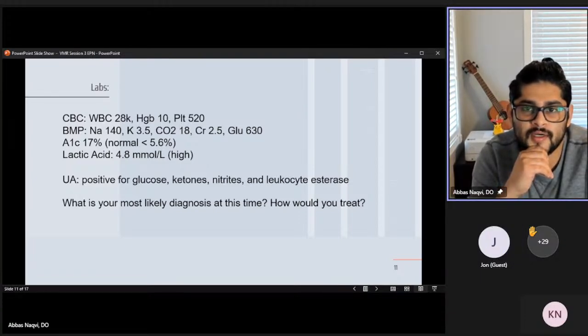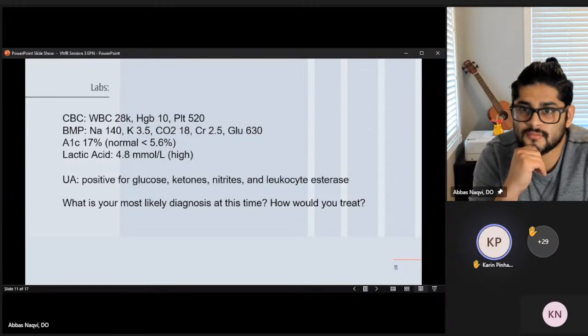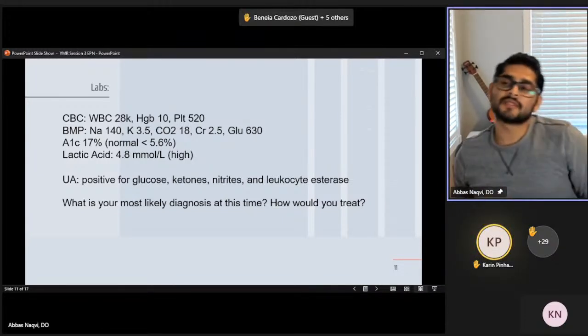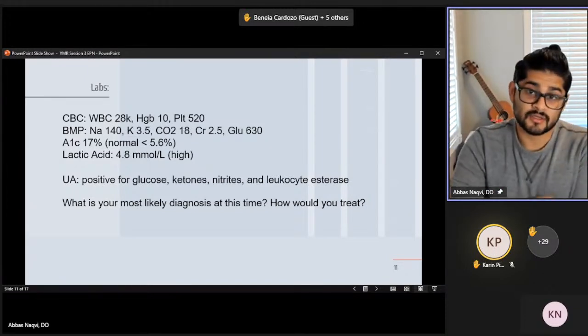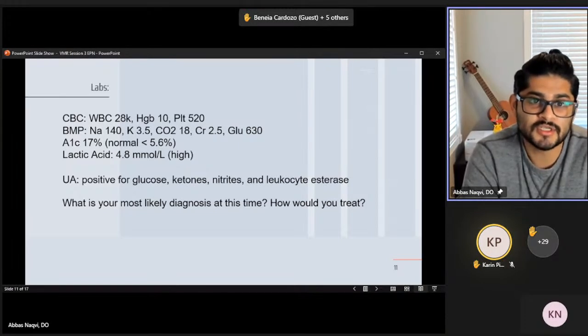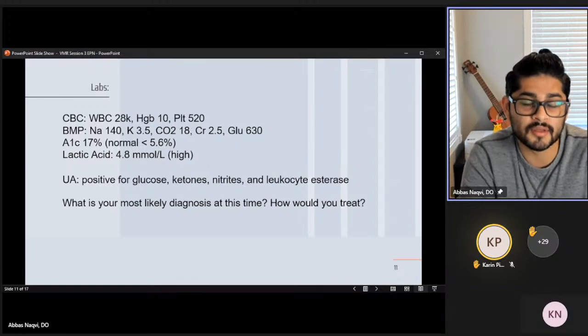Let's see, Karen, I think you have your hand raised. So anything else pop out to you? I would say the white blood cells are pretty high. Hemoglobin is a bit low, and platelets are pretty high. Yeah, so the platelets, a lot of times that's just a marker of inflammation as well. But the white blood cell count is super high, right? So she has some inflammatory process going on, and it's pretty overwhelming, right?